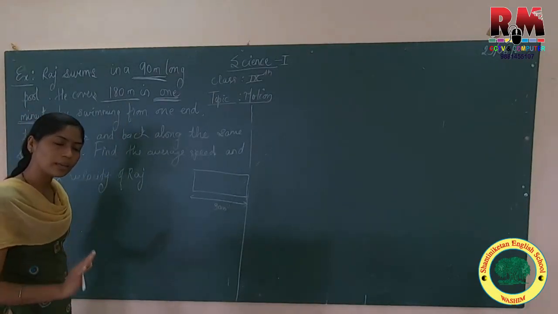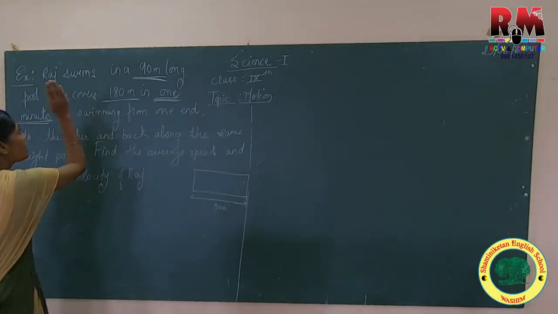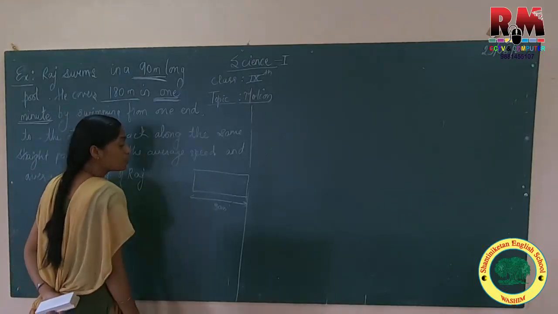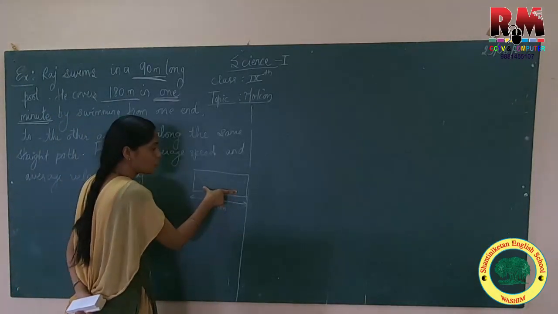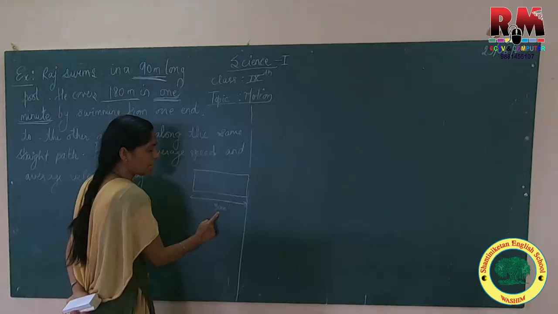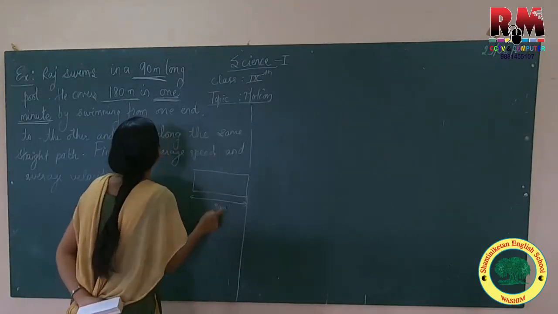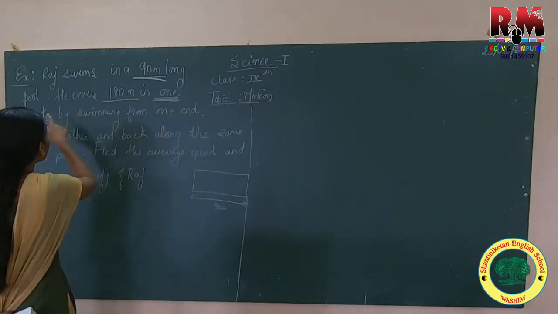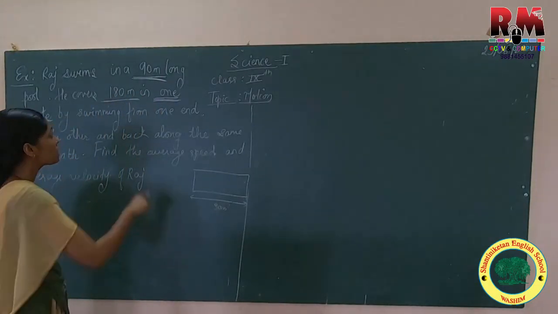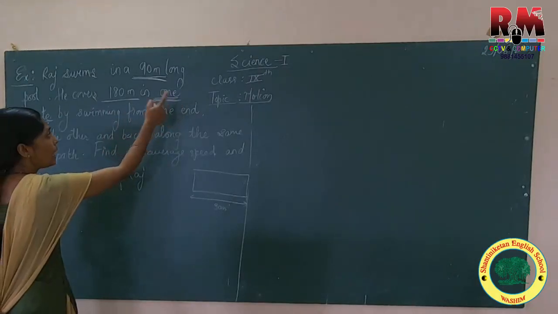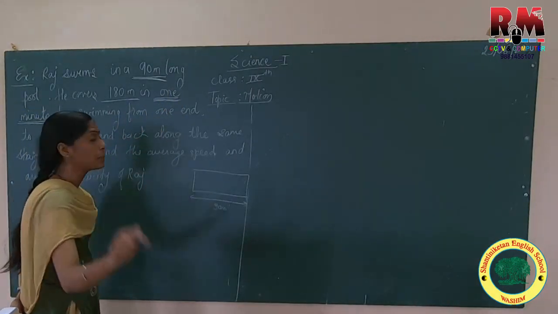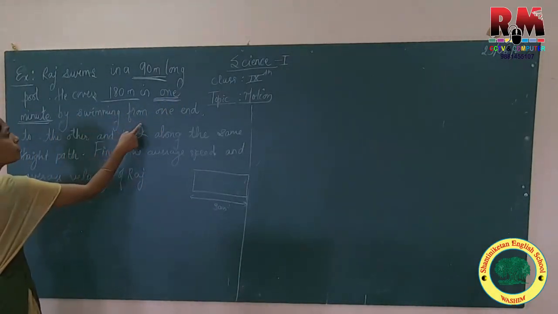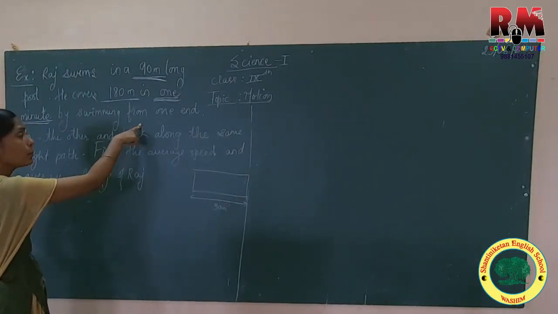Read the question very carefully. Raj swims in a 90-meter long swimming pool. So we came to know that the swimming pool is 90-meter long. Okay. He covers 180 meter in 1 minute. Means distance covered is 180 meter and how much time has been taken? 1 minute. By swimming from, okay, now this is the important part.